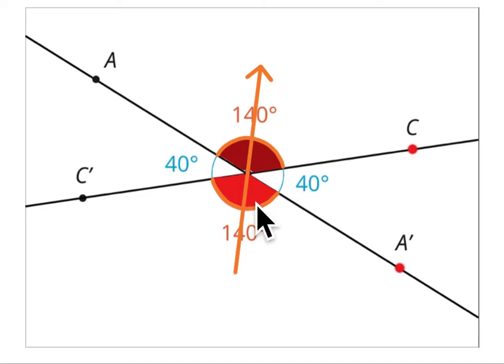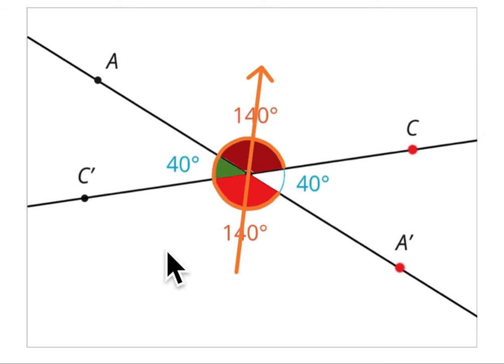It is equal. So if you have 2 lines that intersect, the angles that are on the opposite side of the intersection, so if you draw a line through the intersection, those 2 angles are always going to be equal. They are called vertical angles. And the same thing happens with the 40 degrees. It's on the opposite sides of the intersection, so they will always be equal.